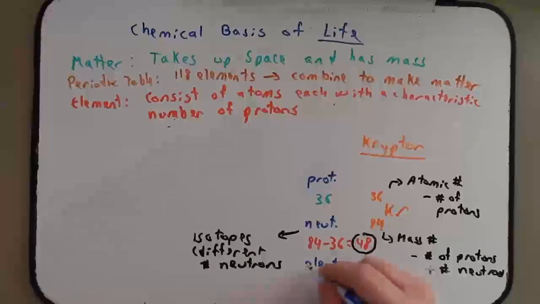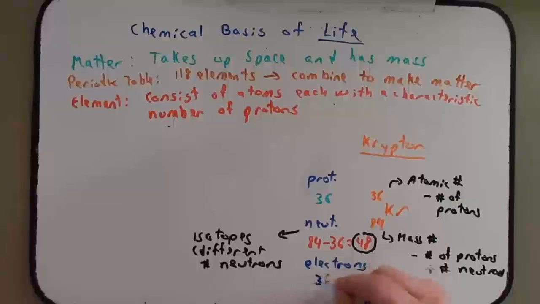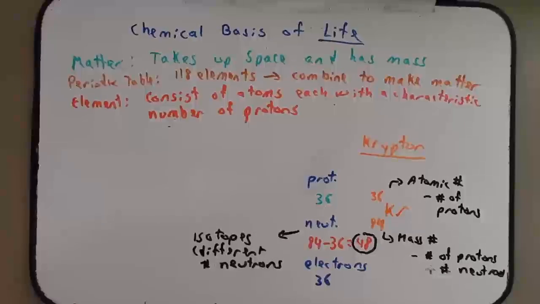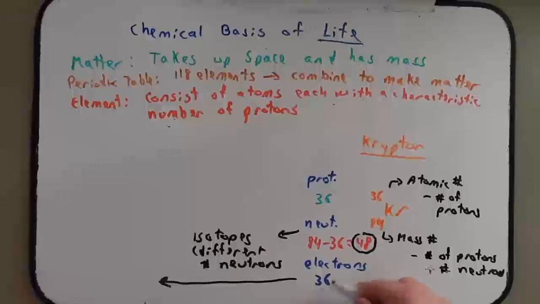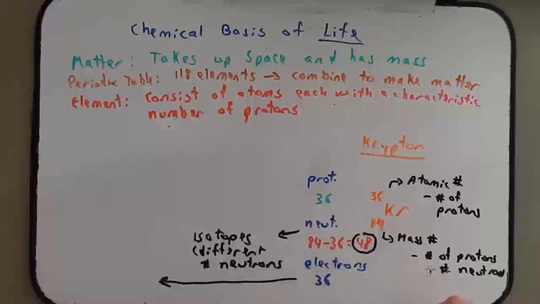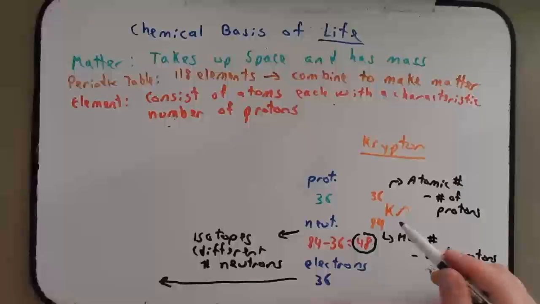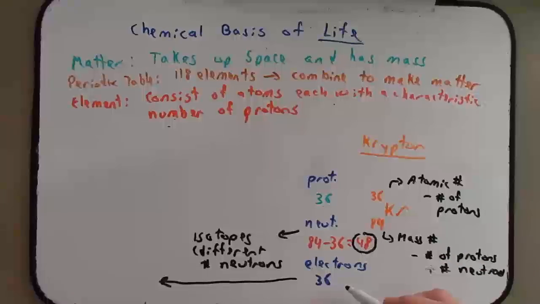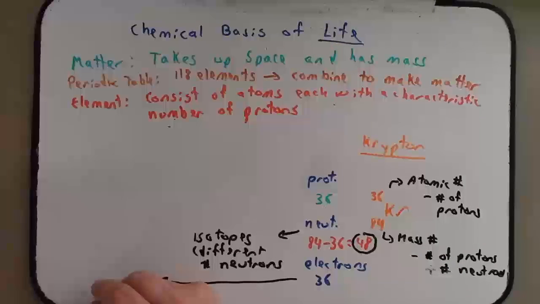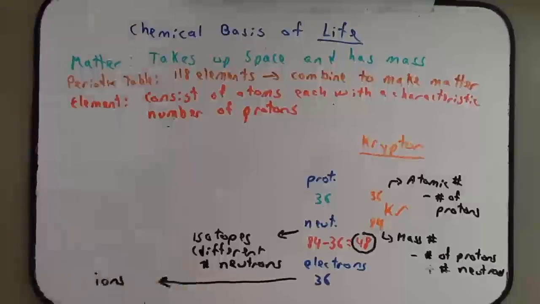Now as I mentioned, you can also change the number of electrons. And when we change the number of electrons to say 35 or 37, you change the overall charge of the atom. Instead of being neutral, as I've written it here, it becomes positively or negatively charged. These positively or negatively charged forms of the atom, say the atom of krypton, are called ions, charged ions.